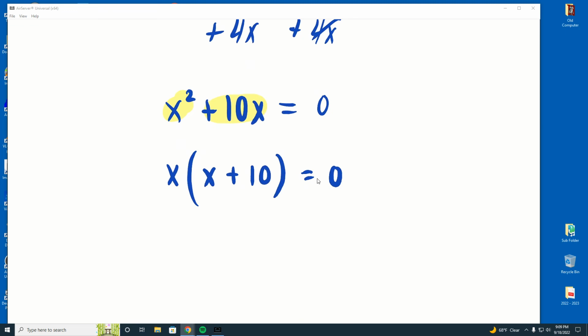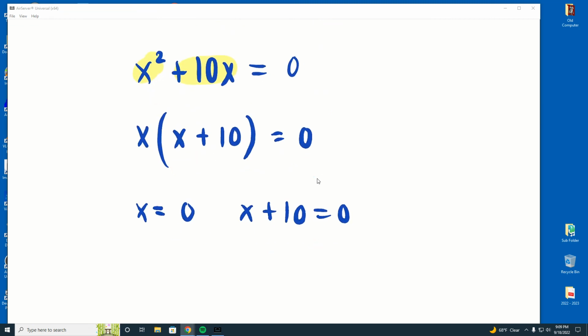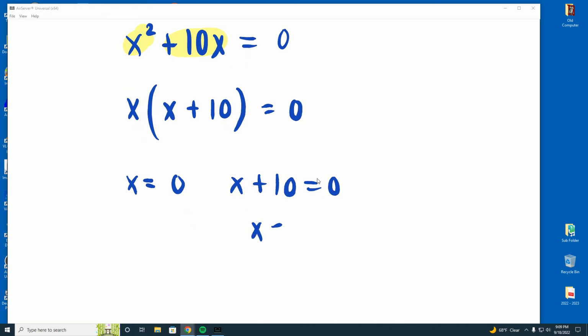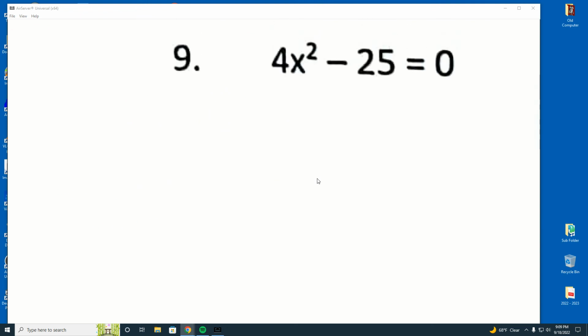So we take it and we set it equal to 0. We take x plus 10 and we set it equal to 0. This one's already solved, x equals 0. But this one we need to subtract 10, so x will equal negative 10 as well. Done. Moving over, number 9.